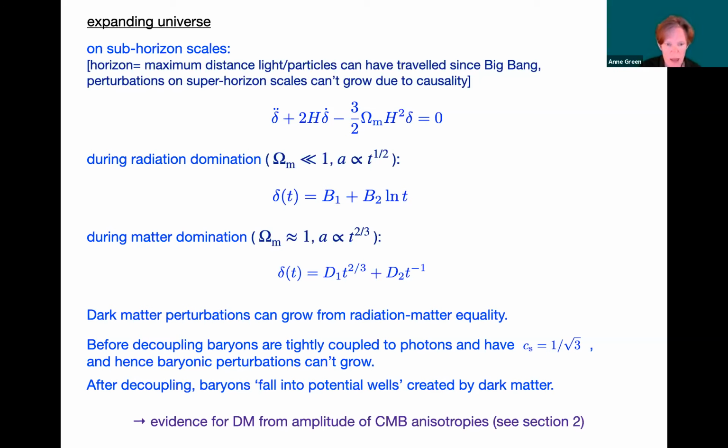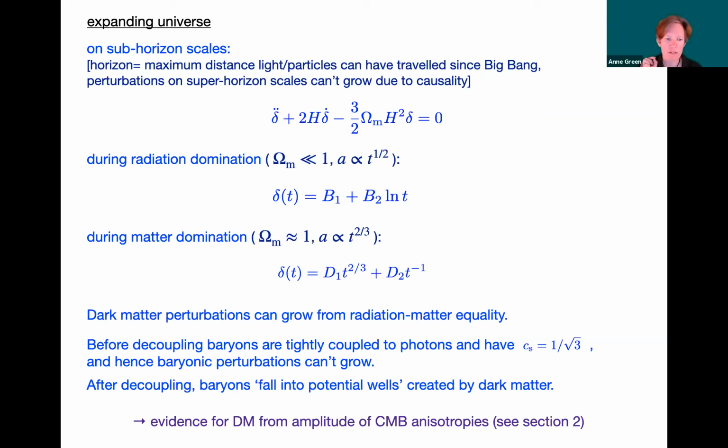On the other hand, during matter domination, when omega matter is 1 and a grows proportional to t to the 2/3, you get this solution with a positive and a negative power law. So once we get to matter domination, density perturbations in matter start growing fairly rapidly as a power law in time. So what we're seeing here is that dark matter perturbations can grow significantly once we get to radiation-matter equality, and then after that, when the universe becomes matter dominated.